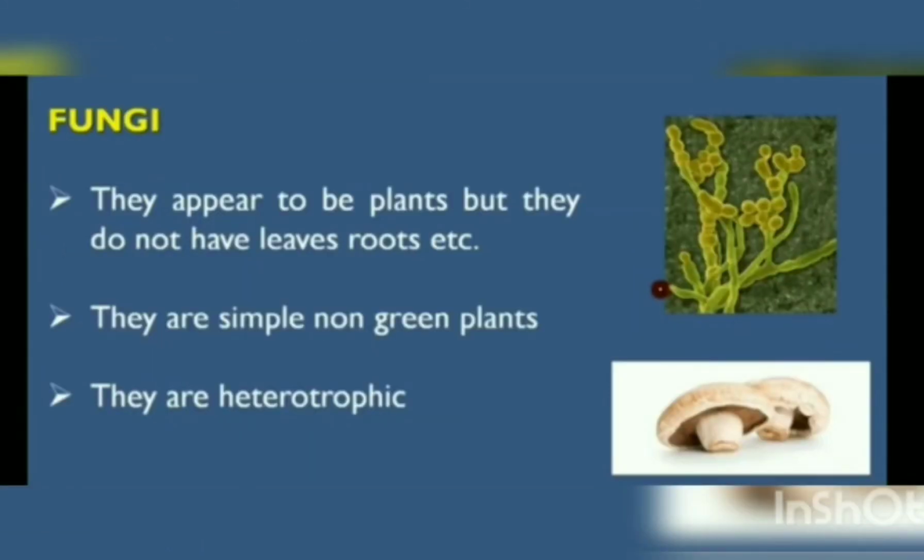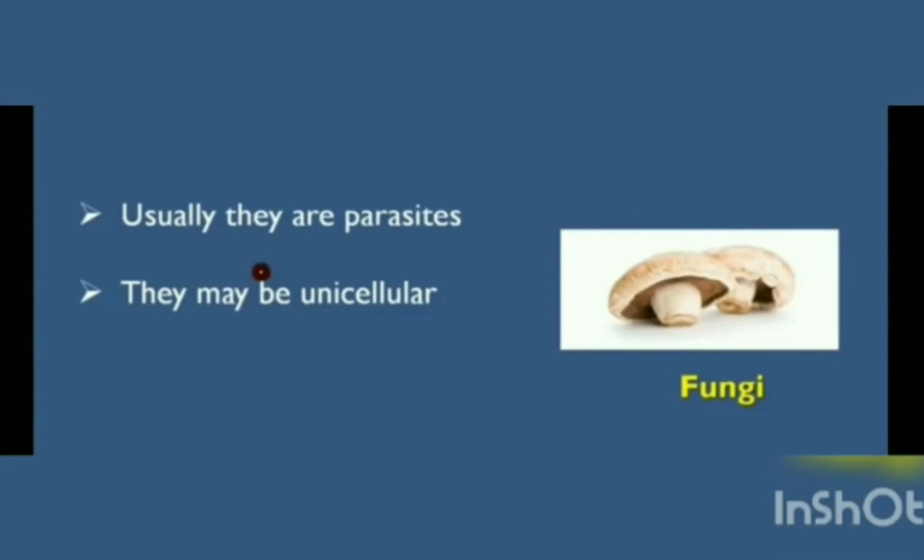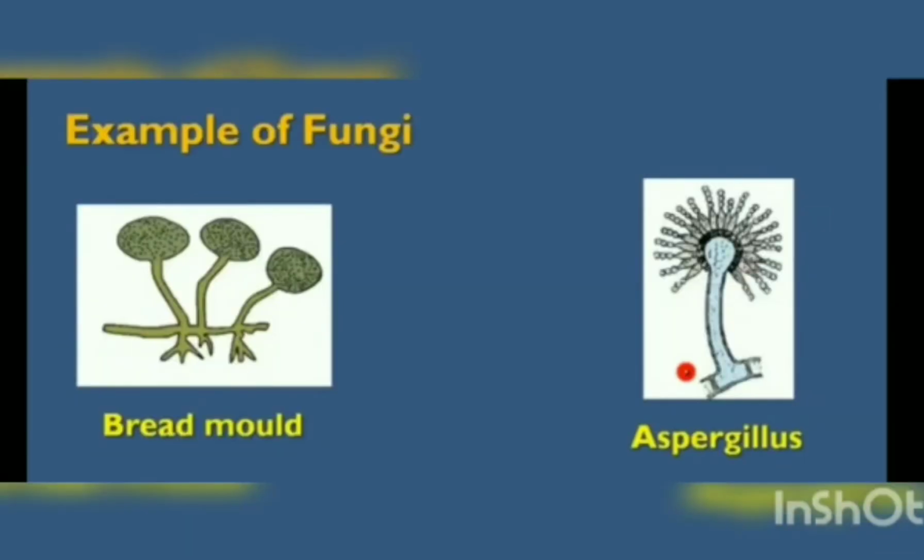Next, we will deal with fungi. It is familiar. The figure mushroom is an edible fungus. Not all fungi are edible. They appear to be plants, but they again do not have leaves, roots, etc. The structure of fungi is called hypha. They are simple non-green plants. They are heterotrophic, meaning they depend on other organisms. They are usually parasites, meaning they stay inside or outside the body. Their body is made up of one kind of cell, so they are unicellular. Examples of more fungi: first is bread mold and another figure is called aspergillus.